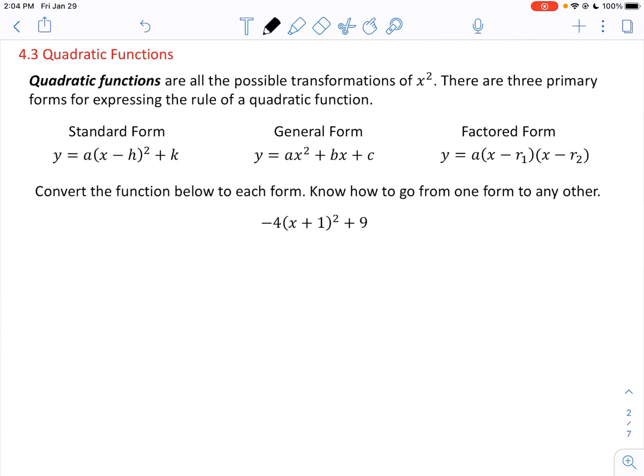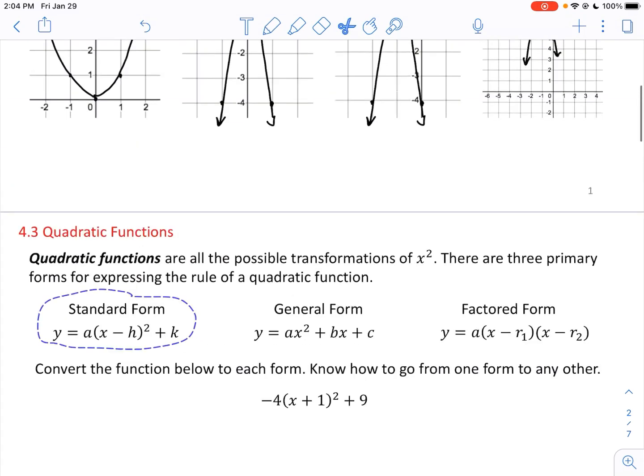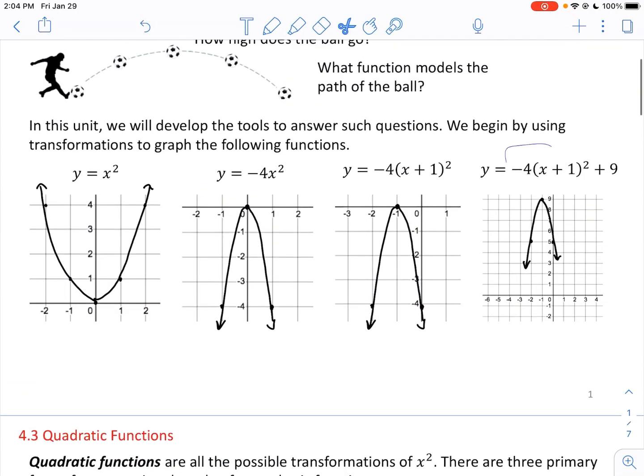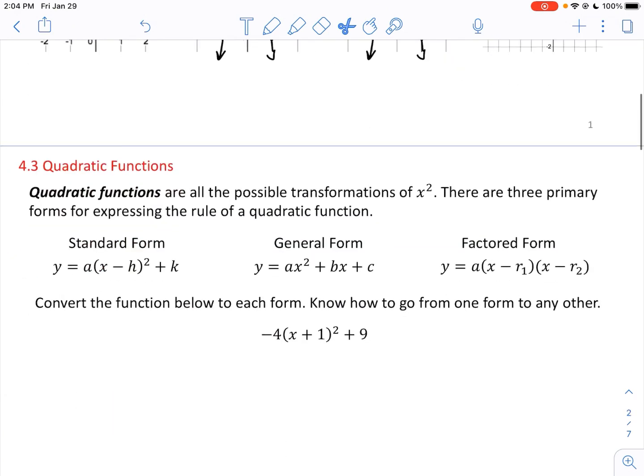Now quadratic functions are all the possible transformations of x squared. And there are 3 primary forms for expressing the rule of a quadratic function. First one is the standard form. This is similar to the form that we saw right here. Notice we have a number in front of the parentheses. We have x plus or minus a number inside the parentheses with then the square. And then we have adding a number at the end. This is your standard form.